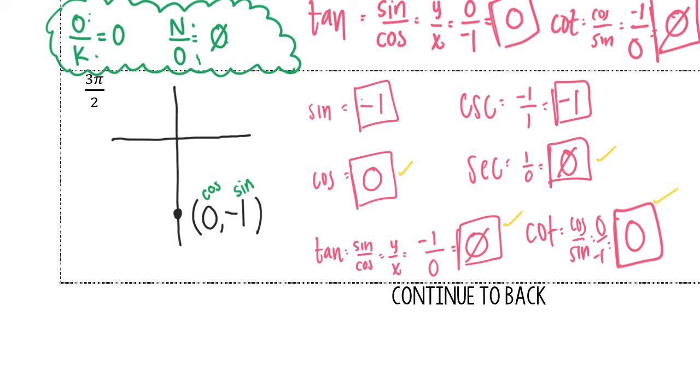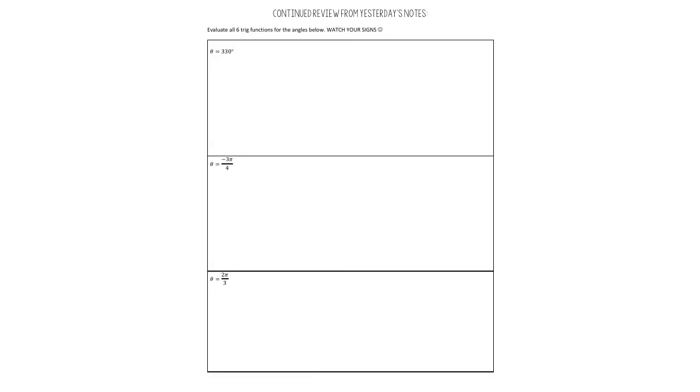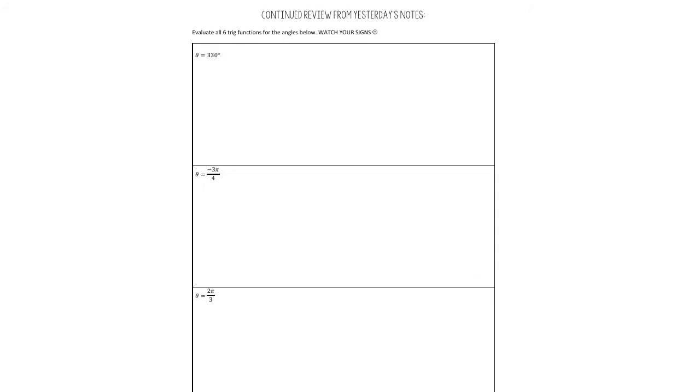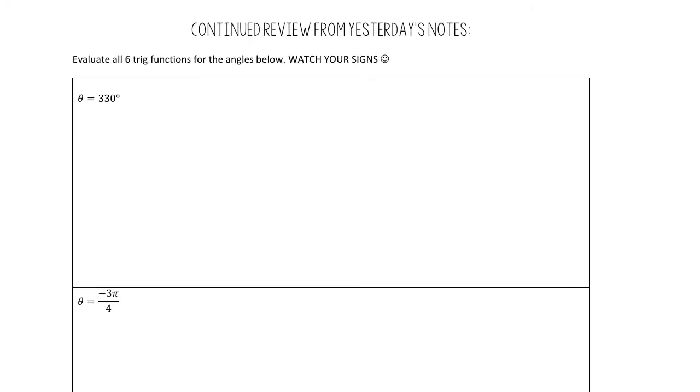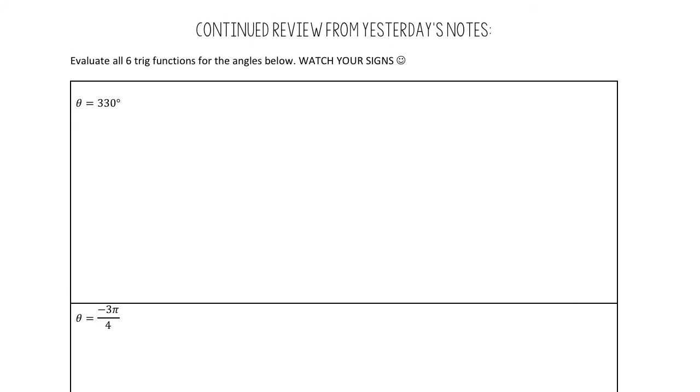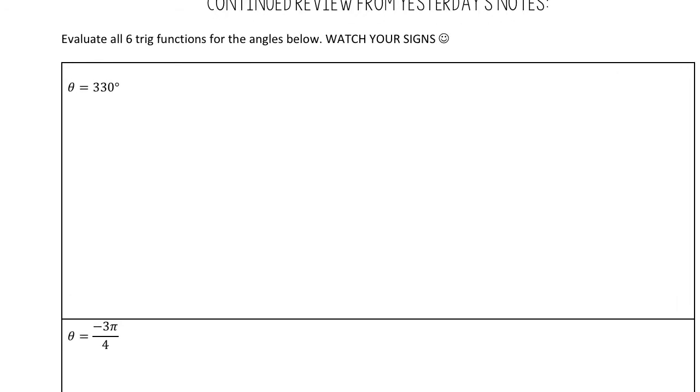Let's continue on to the back to do some review of problems like we did yesterday. All the angles that you'll see on this back side are just continued review from yesterday's notes. So just giving us an additional opportunity to practice dealing with angles that don't lie on axes. Starting with 330 degrees. Look at your unit circle and figure out where 330 degrees lands. 330 degrees is almost all the way around the unit circle to 360.